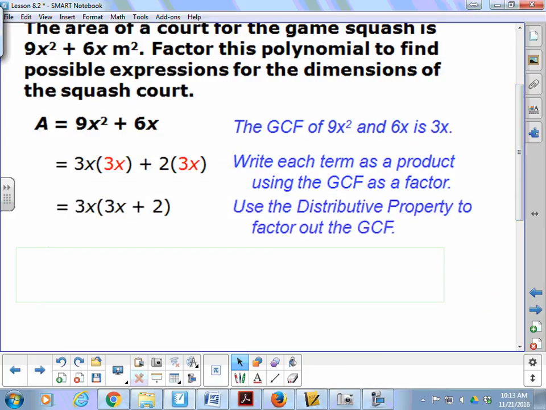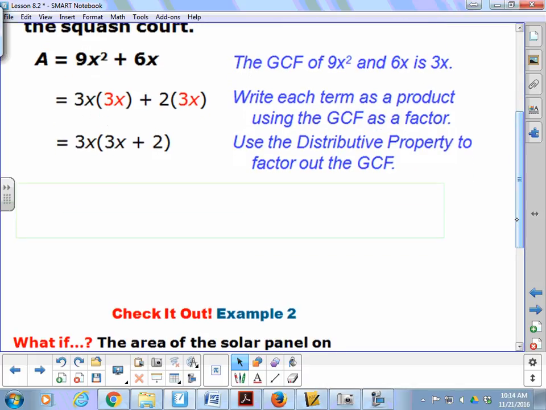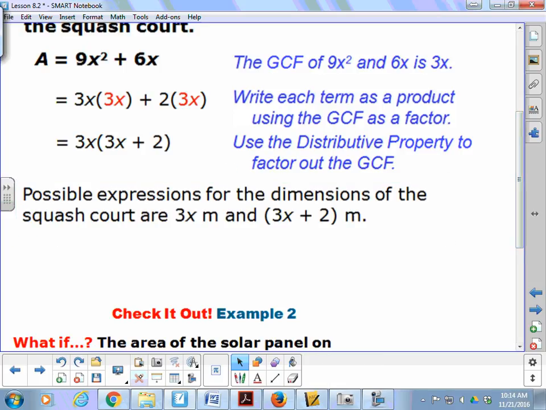Factor it, we get 3x times 3x plus 2. How do you find the area of a rectangle? Length times width. Okay, so one of the dimensions of my squash court is going to be 3x. The other dimension is going to be 3x plus 2, because those are the two parts we're multiplying together. So the dimensions of our squash court will be 3x meters on one side and 3x plus 2 meters on the other side.